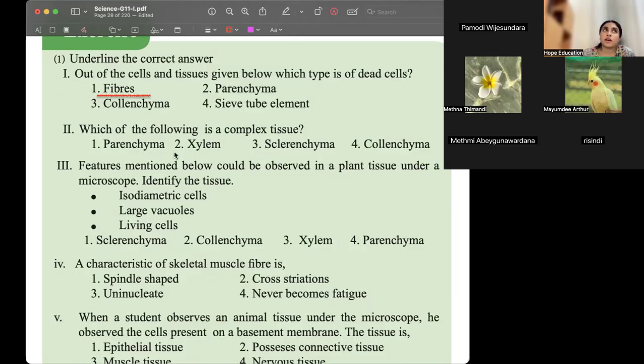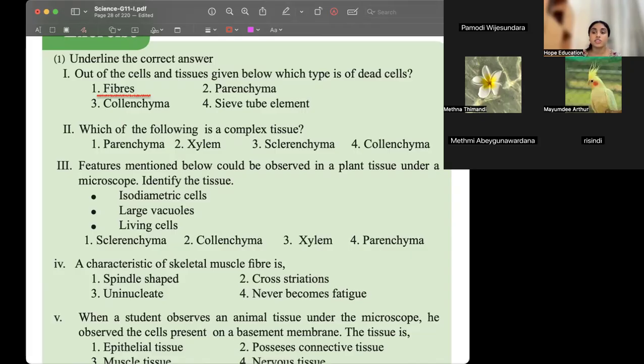You know in plant tissues there are meristematic tissues and permanent tissues. That is the first level of classification. Then in permanent tissues there are simple permanent tissues and complex permanent tissues. Simple permanent tissues are parenchyma, collenchyma, and sclerenchyma. Complex permanent tissues are xylem and phloem.